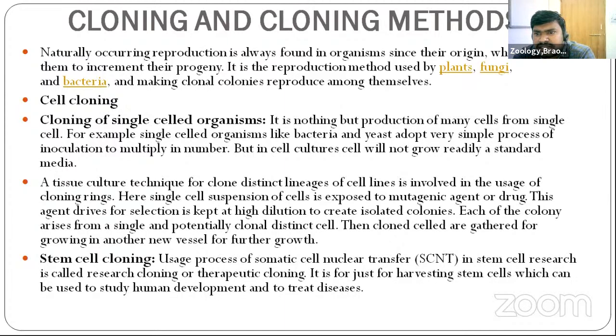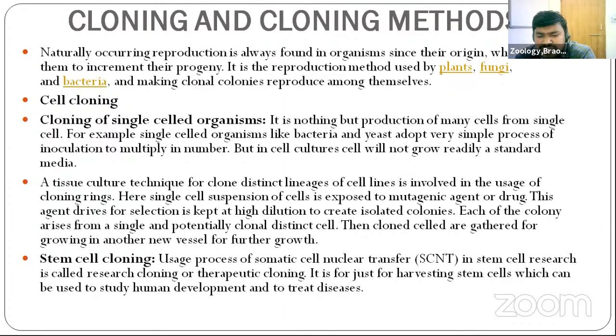But in cell cultures, cells will not grow readily on a standard medium. A tissue culture technique for cloning distinct lineages of cell lines involves the usage of cloning rings. Here, a single cell suspension of cells is exposed to a mutagenic agent or drugs. The agent used for selection is kept at a high dilution to create isolation.